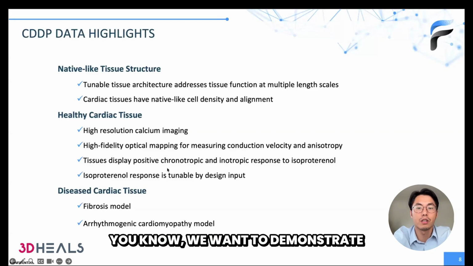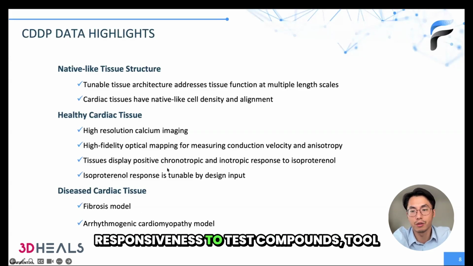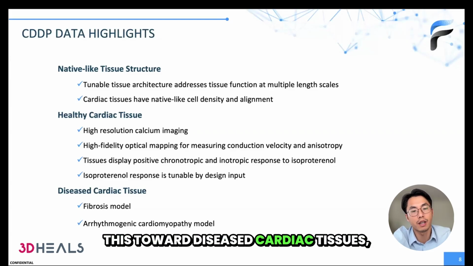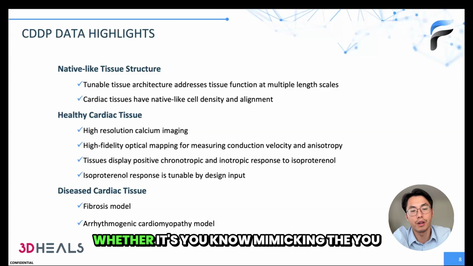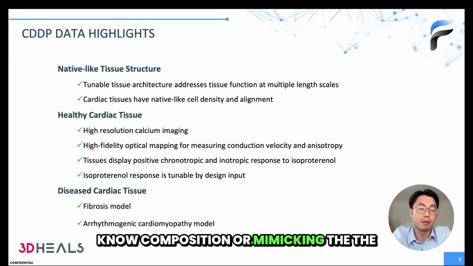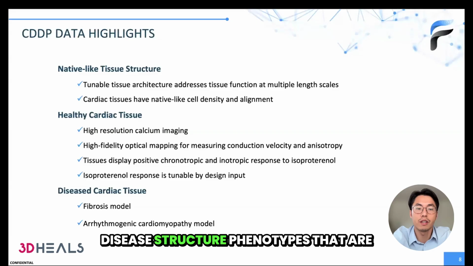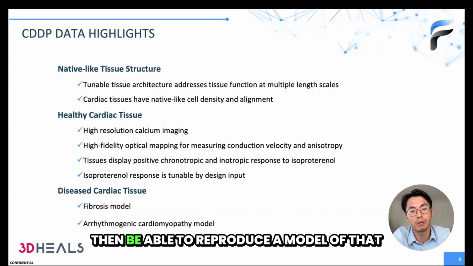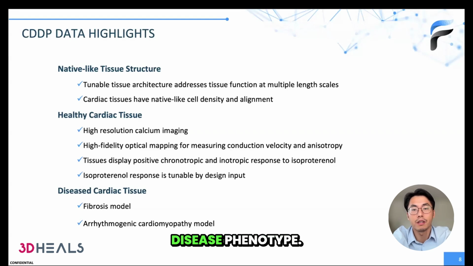We want to demonstrate responsiveness to test compounds, tool compounds, and then eventually we can apply this toward diseased cardiac tissues, whether it's mimicking the composition or mimicking the disease structure phenotypes that are demonstrated in these disease tissues, and then be able to reproduce a model of that disease phenotype.